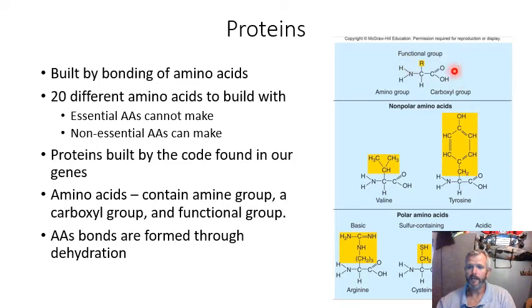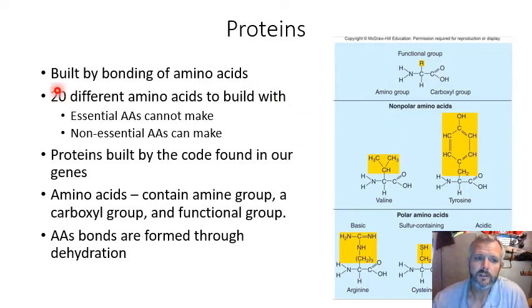What kind of reaction do you think is taking place when we bind this amine group to this carboxyl group? Yes, a dehydration condensation reaction. We form what's called a peptide bond between those two amino acids.